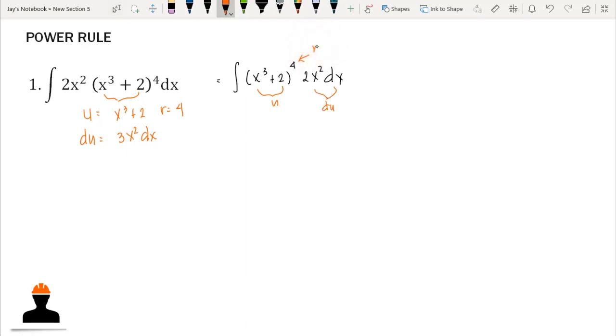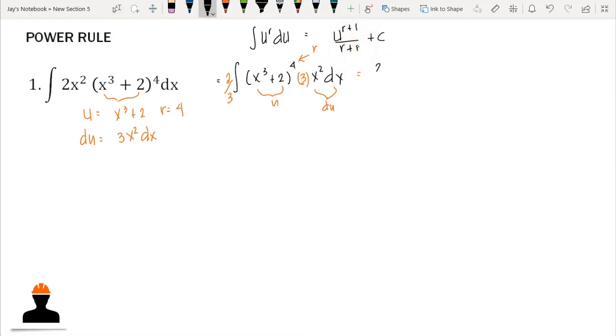However, take note, the only number that we have in our integrand is 2 for du, but we have to satisfy 3x squared dx as our du here. So we can take 2 out of our equation and put it outside. Then, take note, we are lacking a 3, so we multiply 3 here, and then we multiply 1/3 outside of the equation. Now we can apply the power rule, that is the integration of u^r du equals u^(r plus 1) over r plus 1 plus c.